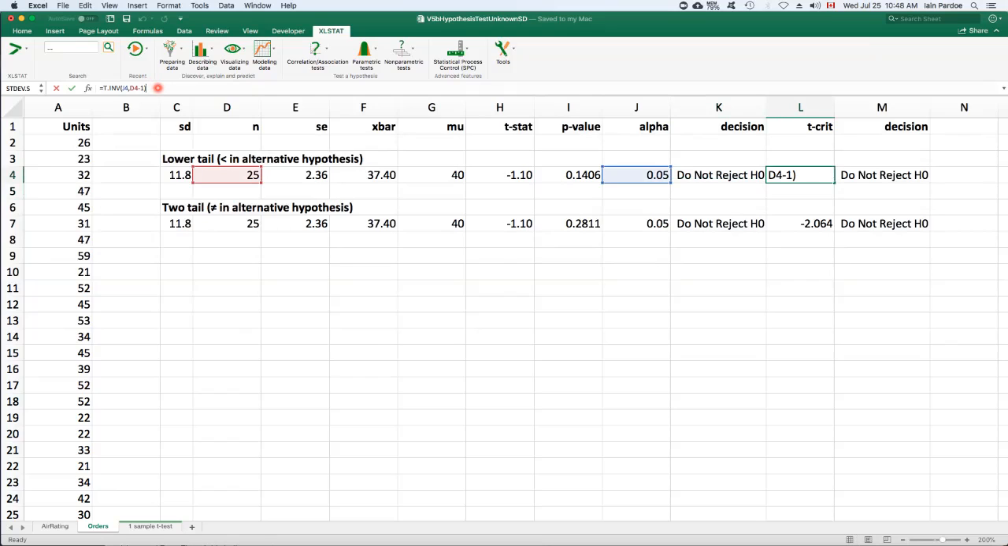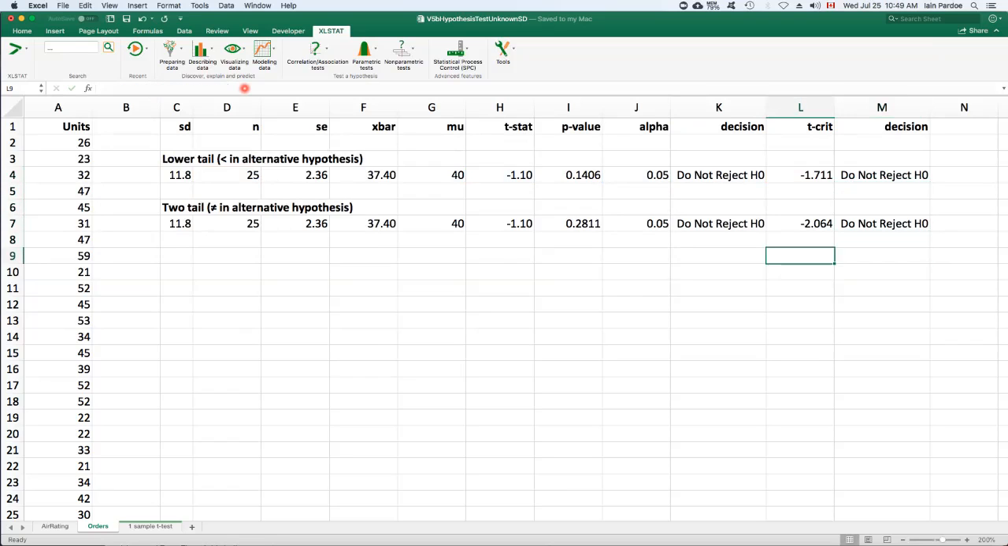Critical value approach. Here's our critical value, which for a lower tail test will be the value of t for a t-distribution with 24 degrees of freedom that has a tail area of 0.05 to the left of it. We're doing a lower tail test, alpha is 0.05. And that critical value is minus 1.711. Decision rule for a lower tail test: if that test statistic is to the left of that critical value, then we would reject the null. It's not in this case, so we fail to reject the null hypothesis.